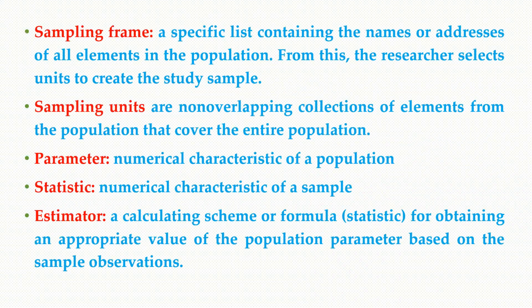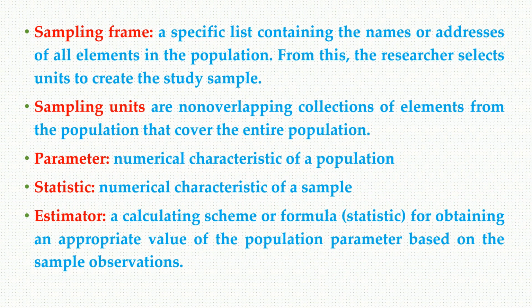Sampling frame: a specific list containing the names or addresses of all elements in the population. From this, the researcher selects units to create the study sample. Next, sampling units. These sampling units are non-overlapping collections of elements from the population that cover the entire population. Then parameter. A parameter is a numerical characteristic of a population. Statistic is a numerical characteristic of a sample.